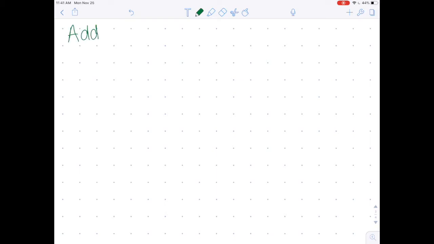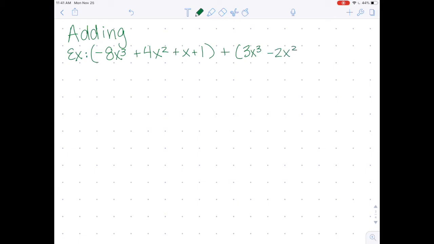You can only add like terms. So like terms, again, means it has to have the same variable with the same exponent. So here's our first example. We've got negative 8x cubed plus 4x squared plus x plus 1. And we are going to add 3x cubed minus 2x squared plus 7.